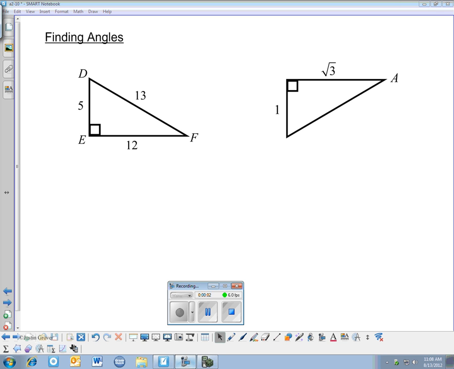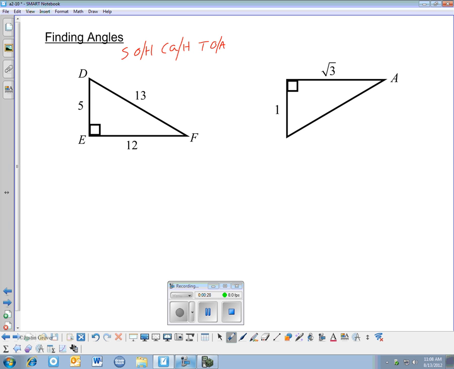To find the missing angle of a right triangle, we use our trig functions: sine, cosine, and tangent. And remember that sine, from SOHCAHTOA, the S-O-H, means sine equals opposite over hypotenuse. Cosine, from the C-A-H, is cosine equals adjacent over hypotenuse. And the TOA from SOHCAHTOA means tangent equals opposite over adjacent.